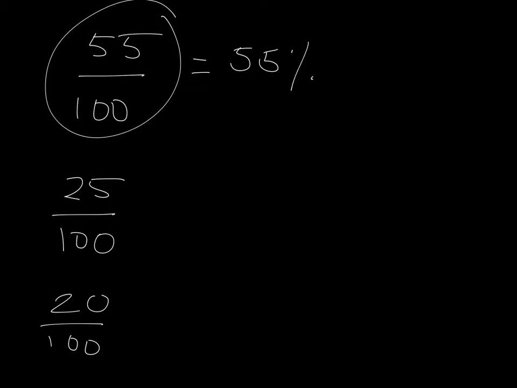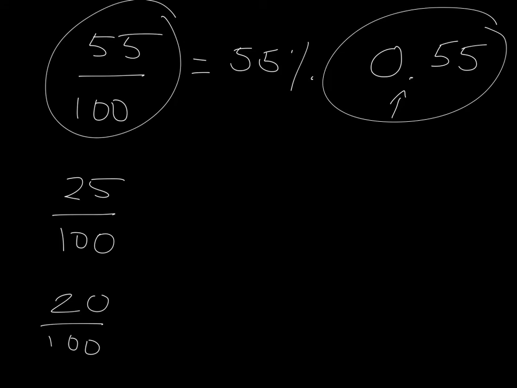Now, how do we turn that also into a decimal? Well, 55% expressed as a decimal, you put a 0 in front with a dot, which is the decimal here, and then we put 55. So 55% expressed as a decimal is 0.55. So basically we have to think back to the decimal places, or the places after the decimal.